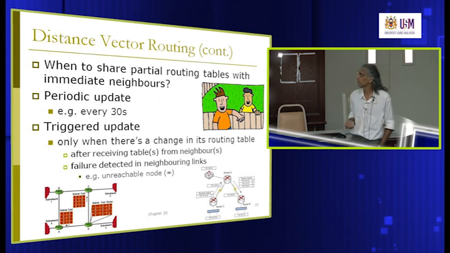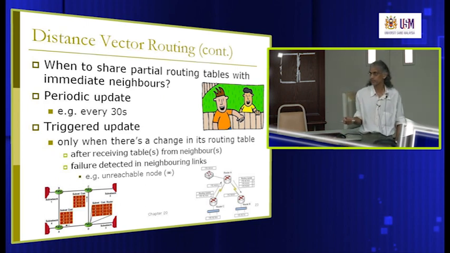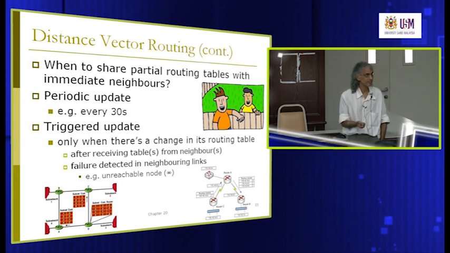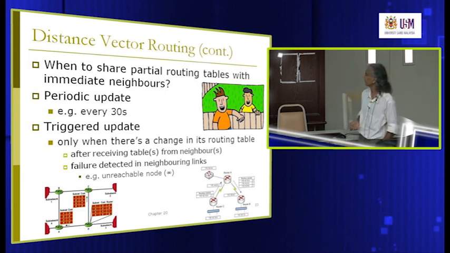So there's a choice. If it's a triggered update, then you only update when there's a change in the routing tables, meaning after it receives updates from neighbors, or some failure is detected in neighboring links, such as unreachable nodes. Suddenly you know that your neighbor cannot be reached. If your neighbor cannot be reached, then the cost will become infinity. So the table changes, and then you might want to report to the others.